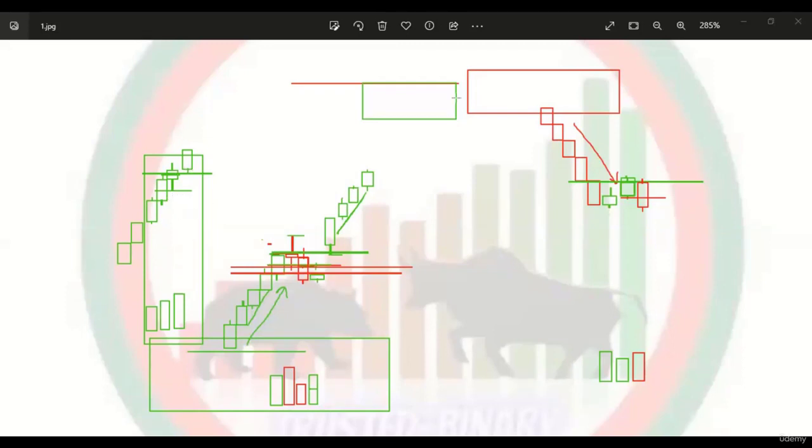I also have a question. What if there is no spinning top candle? What if it's a normal candle? Yes, it's still a valid candle. It's not a big issue.